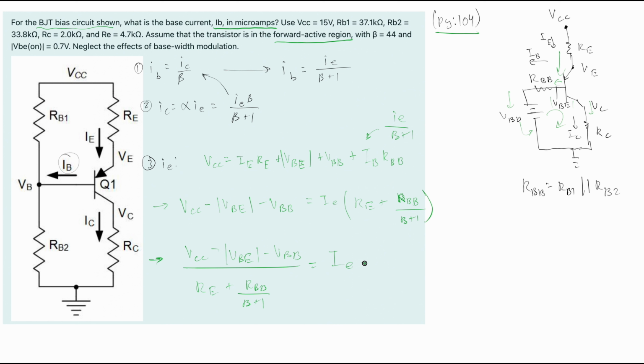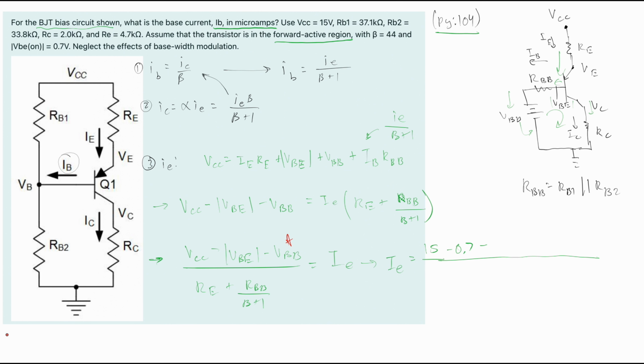Now we can write this part out. IE is equal to, our VCC is 15. So if we write this, we're going to have a 15 minus our VBE, which is 0.7 volts, minus our VBB. And the VBB, we need to solve for this. We actually don't know what this is right now.